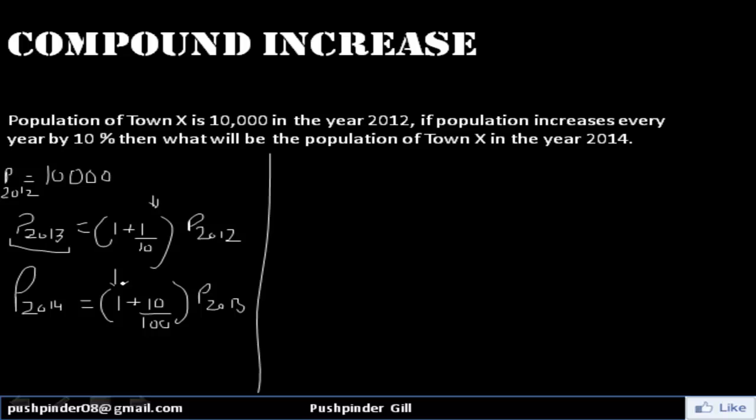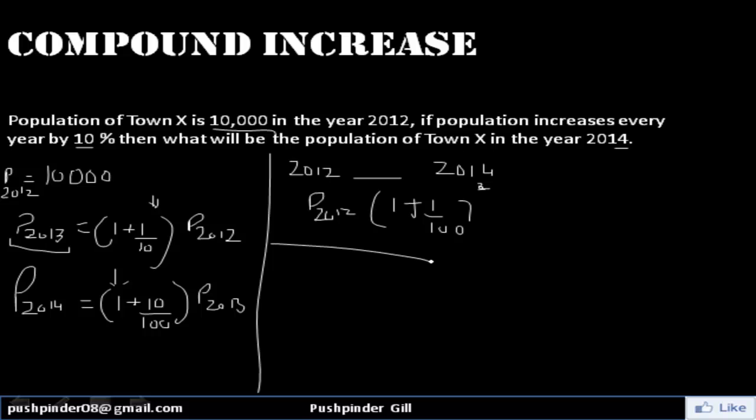So instead of calculating every time that it increases by 10%, it should get multiplied by this number since the percentage is the same. The gap is of 2 years, from 2012 to 2014. So my population in 2012 is going to get multiplied by this number 2 times. That means the square of this number, right? So I can easily calculate the population in 2014.